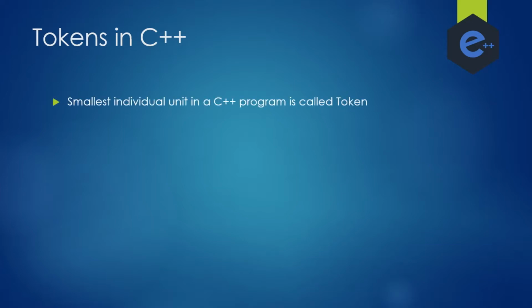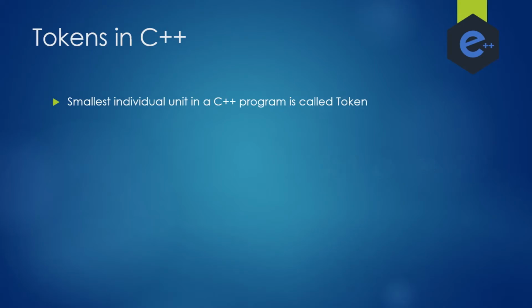Now we will see, what are tokens? Whenever we write a program, we see that every individual unit is separated by space. So, all those individual units are known as tokens. For example, int a equals 20. Here int is a token, a is a token, equal to is a token, and 20 is a token.